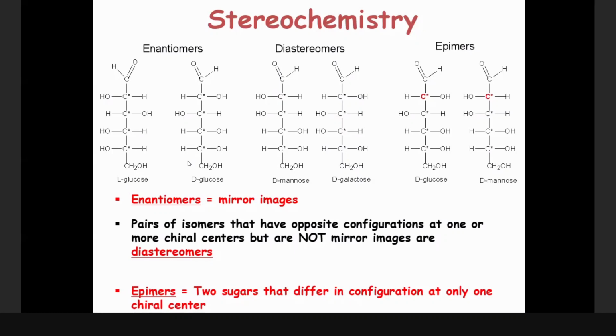C2 refers to what? They share the same arrangement of OH except at chiral carbon number 2. If a pair of isomers have opposite configuration at one or more chiral centers, but are not mirror images of each other, they are named diastereomers. The best example here is D-mannose and D-galactose. They differ in more than one chiral carbon's spatial arrangement of OH, and at the same time are not mirror images of each other. They are named diastereomers.